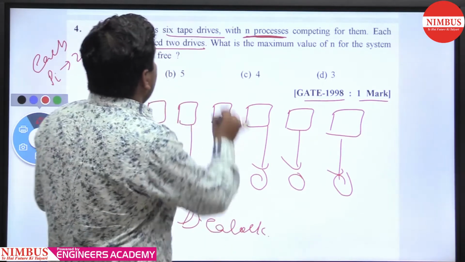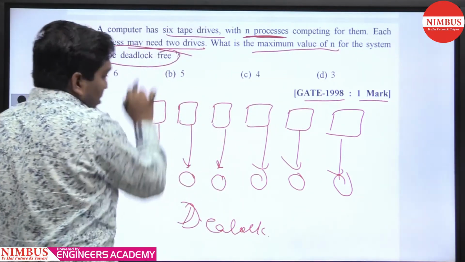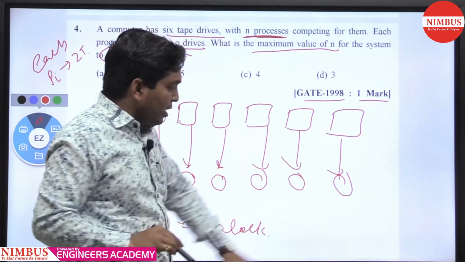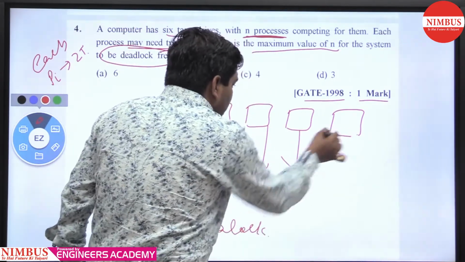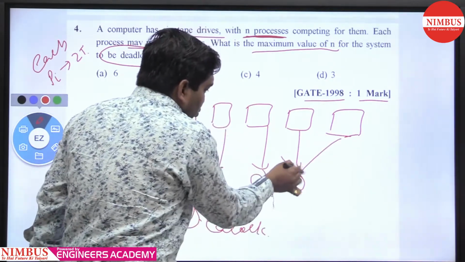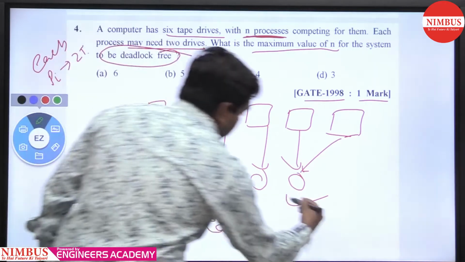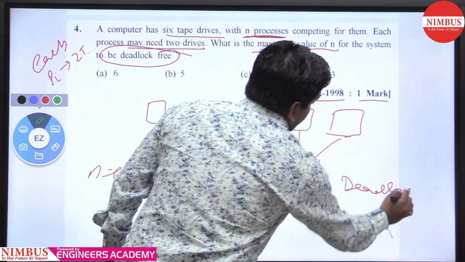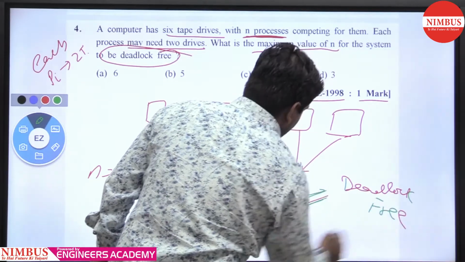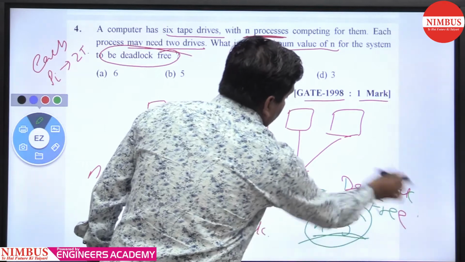But it is asking the maximum value of N for which the system is deadlock free. With 6 processes you get a deadlock. If I reduce one process, what will happen? Any one process will get the 2 resources and go into execution, and the system is deadlock free. So N equal to 5 is the maximum number of processes for which deadlock does not occur.